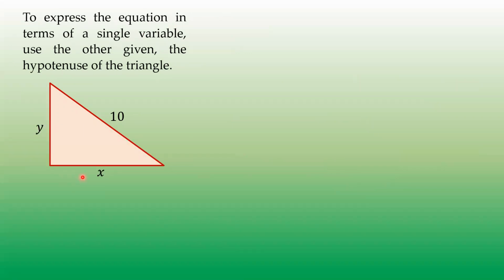So ano ba ang common theorem na ginagamit sa right triangle? Ito yung Pythagorean theorem. So by Pythagorean theorem, we have the square of the hypotenuse is equal to the sum of the squares of the two sides. Kaya meron tayong square of x, square of y. Yung sum niya na equal sa square ng hypotenuse. So we have x squared plus y squared equals 10 squared. So now I will be solving for the value of y.